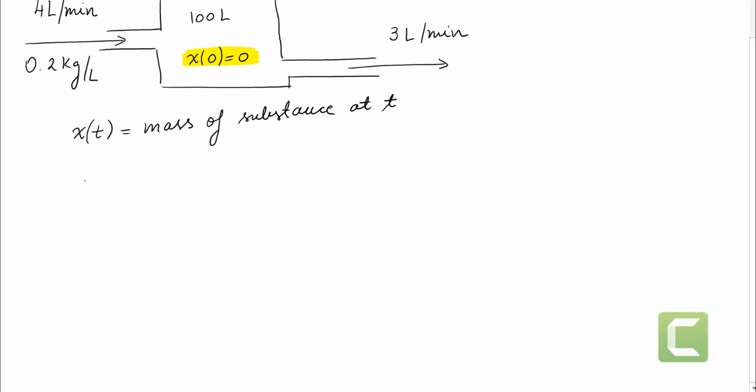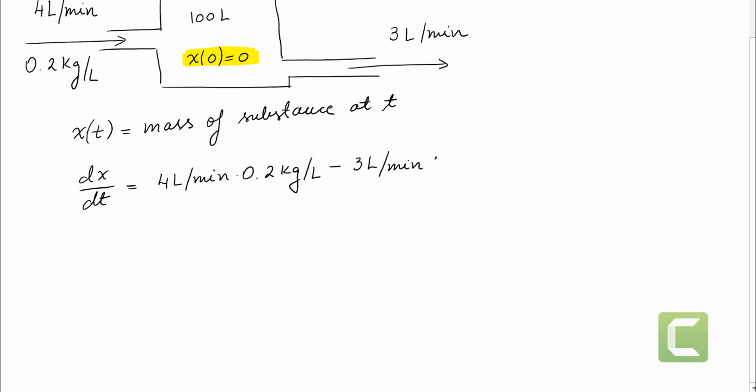So dx dt, the rate of change of mass of substance in the tank at time t, is the input rate, which is 4 liters per minute, times the concentration of 0.2 kilograms per liter, minus the output rate, which is 3 liters per minute, and then times the concentration, which I don't know.